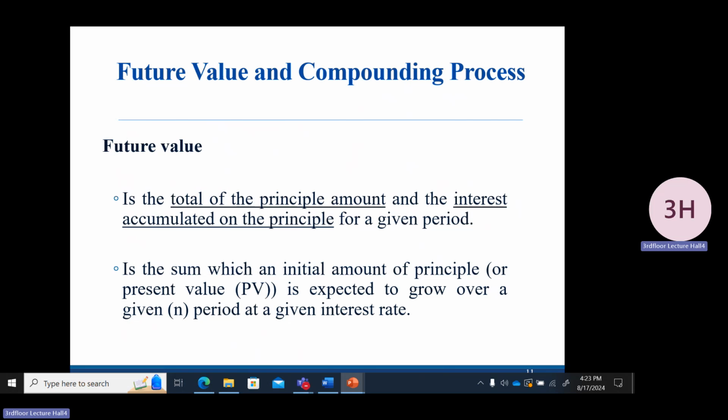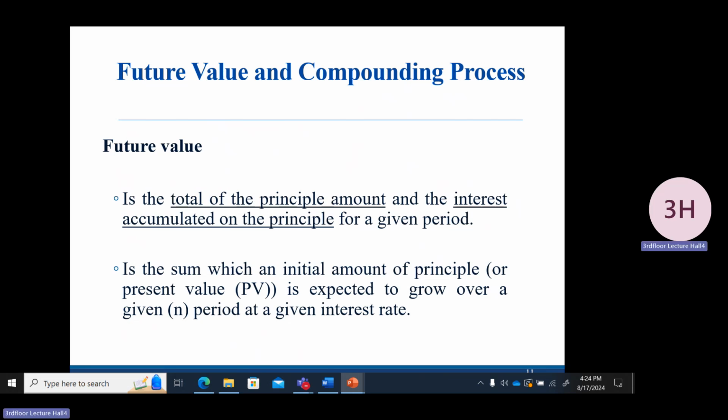Future value for any n period is equal to the sum to which the initial amount, or the present value, is expected to grow. So then 1 plus R in the given n period, into the power n. If you apply this formula here, our present or current investment is 1000, our growth rate here is 10%. So 1.1 into the power 5. So you are getting this answer.